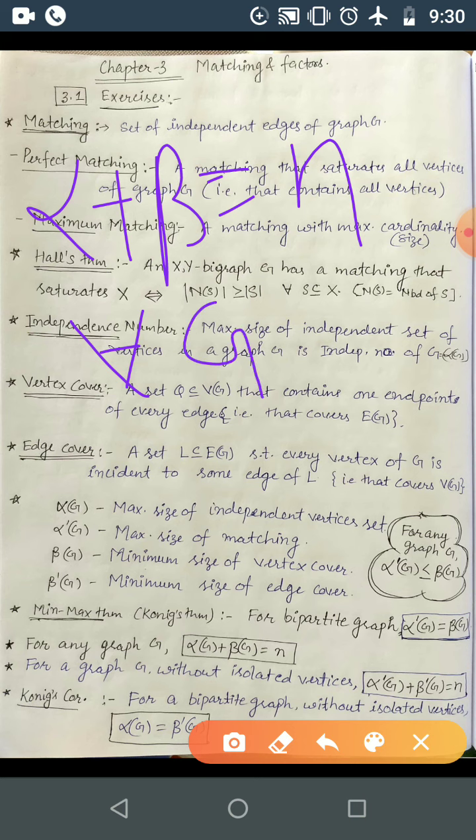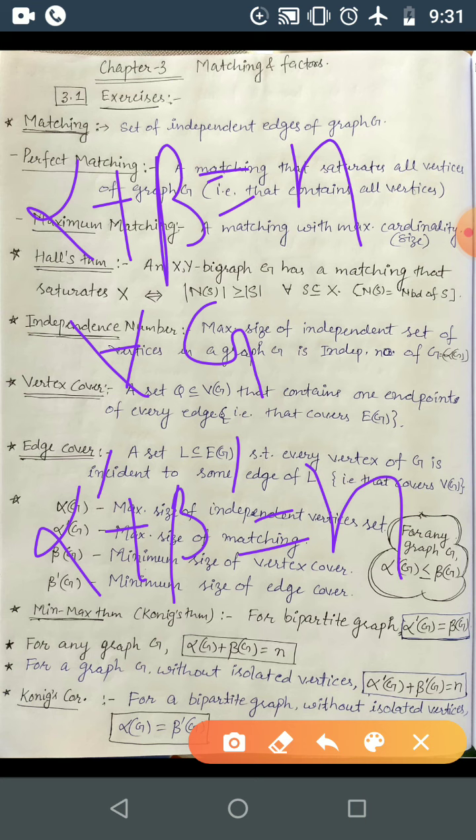And for a graph G without isolated vertices, that is, no isolated vertex present in G, you have a relation between alpha dash, beta dash and n: alpha dash plus beta dash is equal to n. This is for G with no isolated vertex.